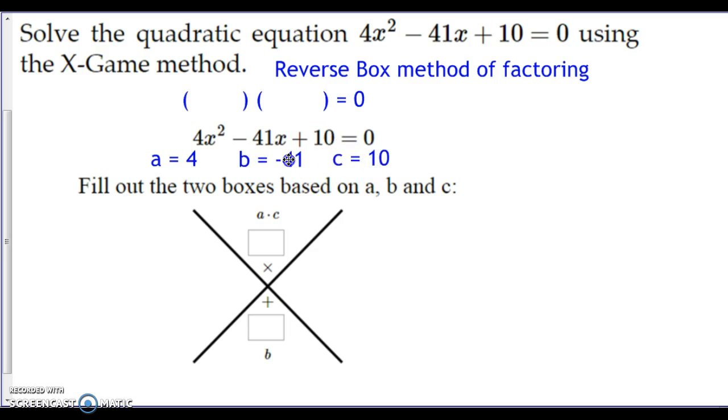It then says fill out the two boxes based on A, B, and C. If you were required to fill out this box, it's asking for B, you would probably just write in negative 41. Makes sense. This is something you've seen before. The top says A times C. Well, we do A times C for the reverse box method also. We got 4 times 10. That answer should be 40. So we'll type that in, and I'll slide that into the box there. And then we're done with the first step of the X-game method.